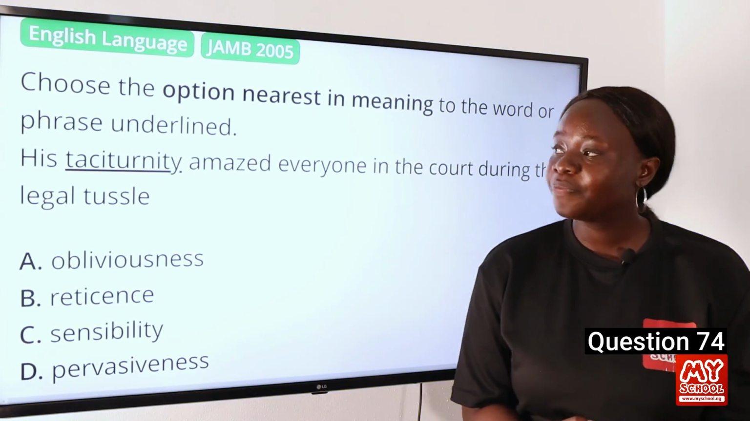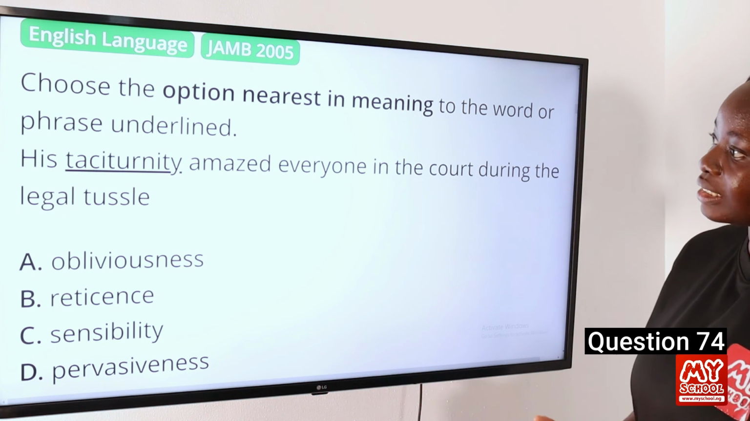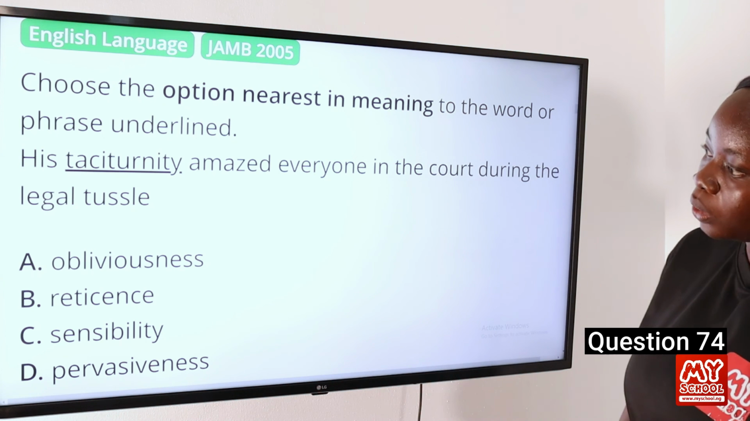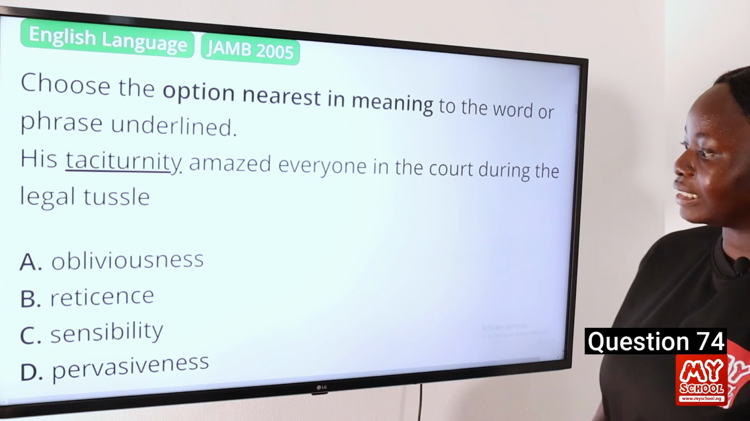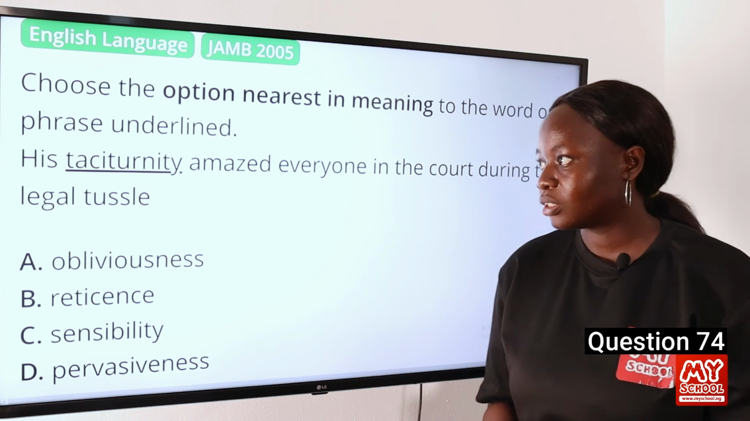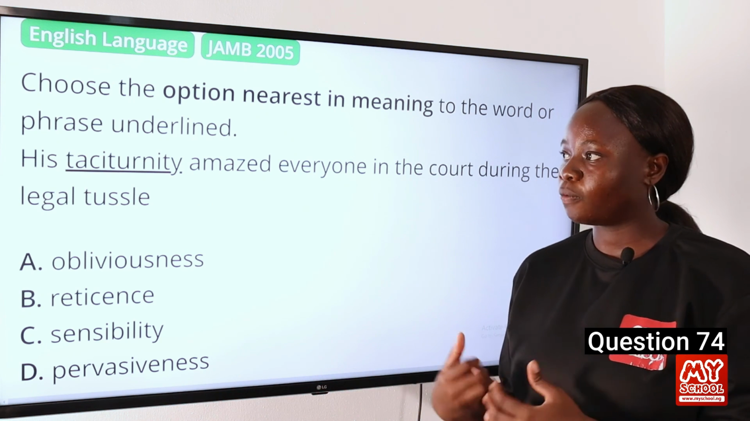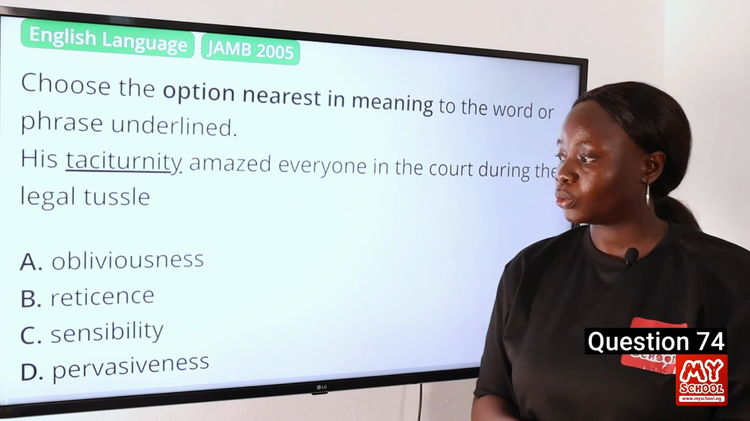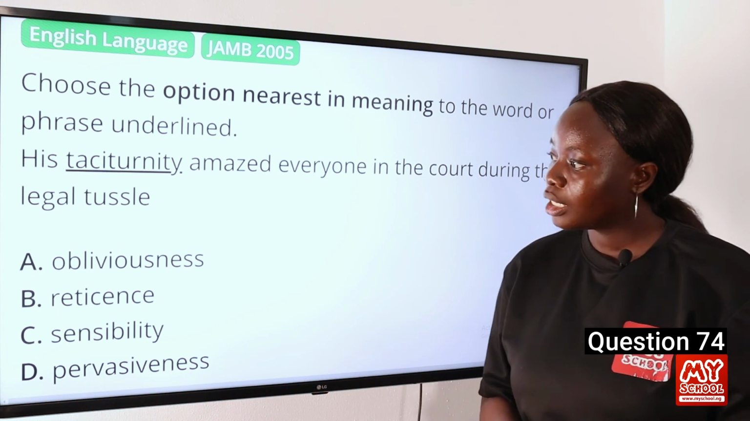Question 74. Again, we are to choose the option nearest in meaning to the word underlined. His taciturnity amazed everyone in the court during the legal tussle. A. Obliviousness. B. Reticence. C. Sensibility. And D. Pervasiveness. The answer to this question is option B, reticence. Someone who is taciturn is usually very reserved and quiet. He keeps to himself. So this particular person was very reserved during the legal tussle. So the nearest meaning to that word is reticence.